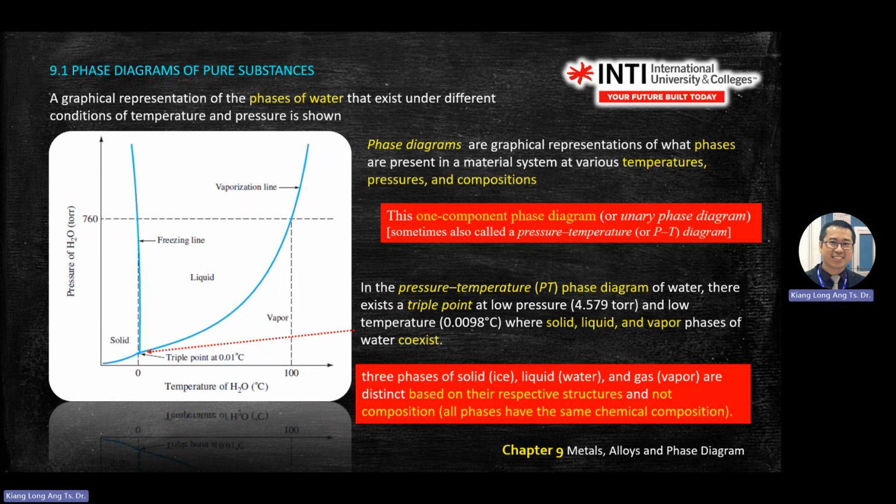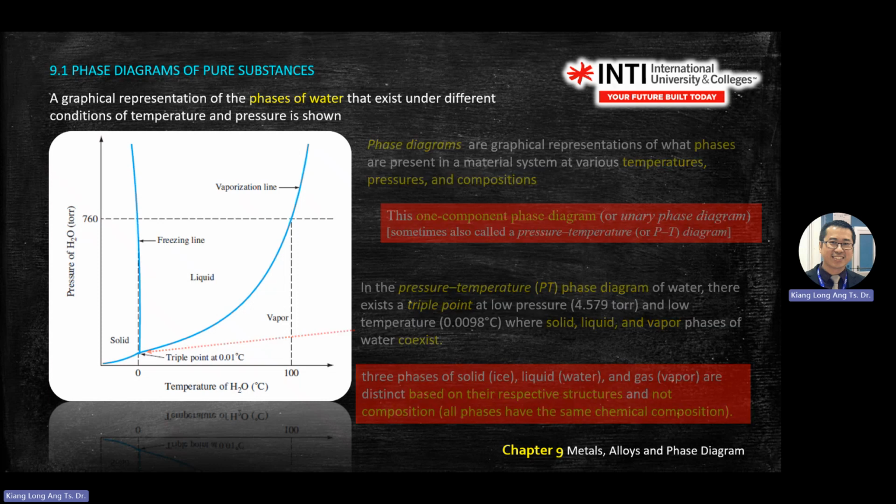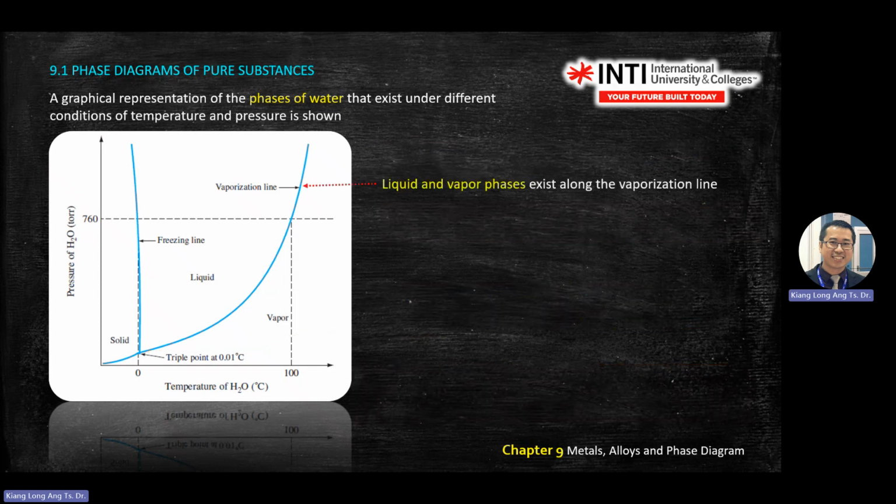Okay, so this one, you only see one component, which is water. So this is called a one component phase diagram. Liquid, vapor, liquid, solid. Okay, so there are some names to identify.